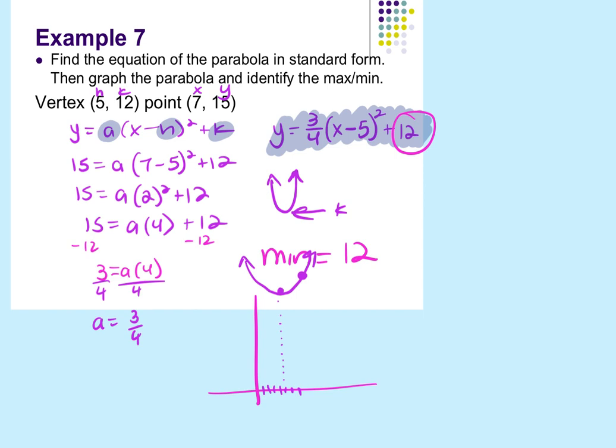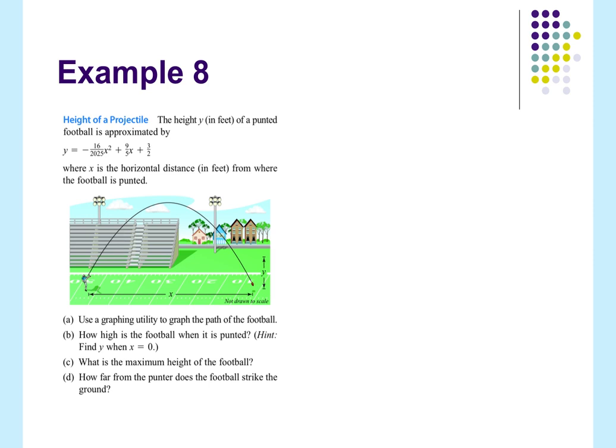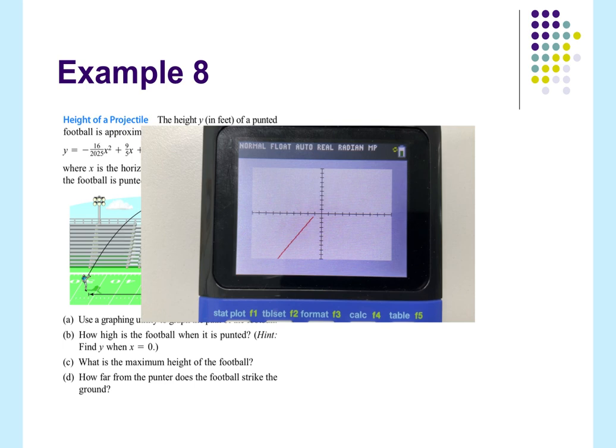Okay, last one, and we're back to our calculators. This is like what standardized tests eat up. You're finding an equation that is quadratic. This one says the height, y, in feet of a punted football is approximated by that big ugly formula, where x is the horizontal distance in feet from where the football is punted. Use a graphing utility to graph the path of the football. How high is the football when it's punted? What's the maximum height of the football, and how far from the punter does the football strike the ground? All right, so let's enter that into your calculator.